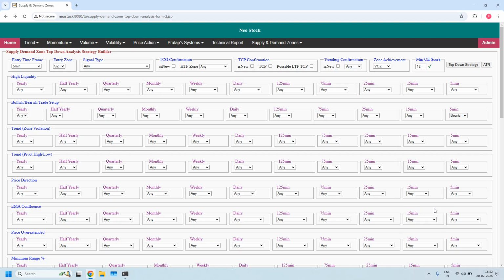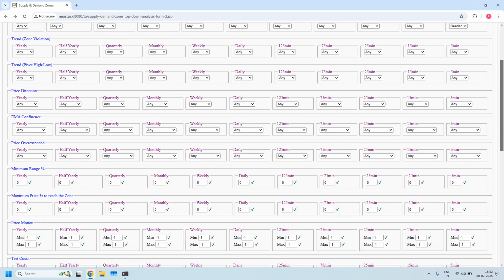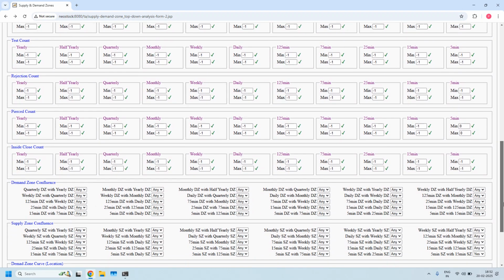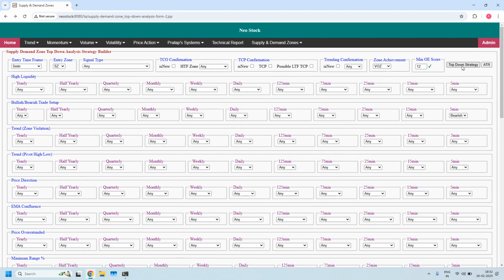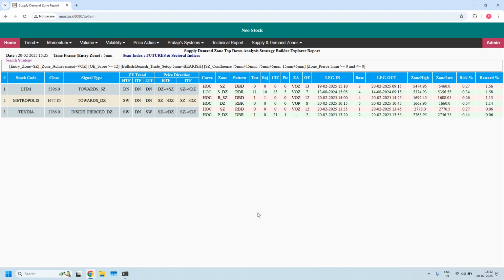Removing the EMA filter. In the supply zone confluence, we should set 3 filters. The first filter is already enabled, that is 5 minutes with 15 minutes supply zone confluence. Second filter, 5 minutes supply zone with 75 minutes supply zone confluence. Third filter, 15 minutes supply zone with 75 minutes supply zone confluence. With all the 3 filters, we got 3 stocks.